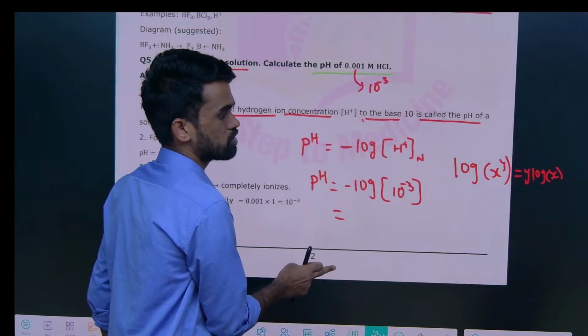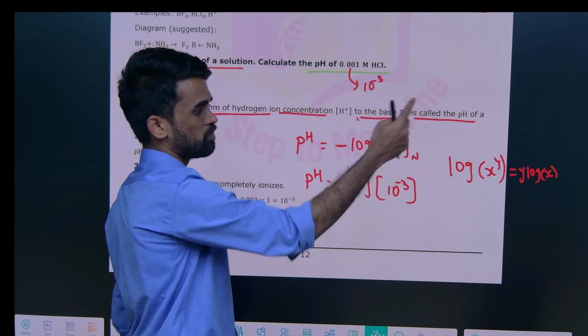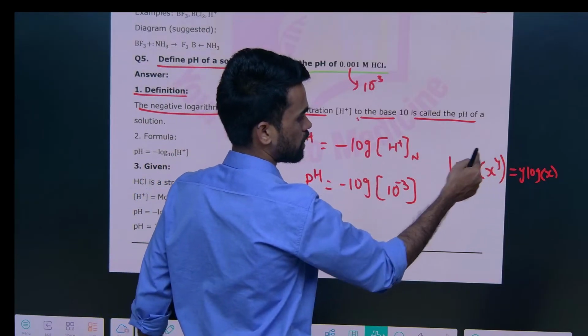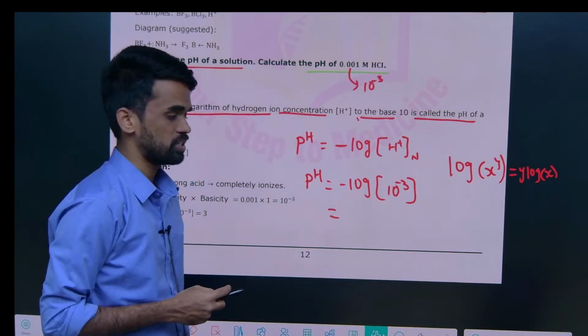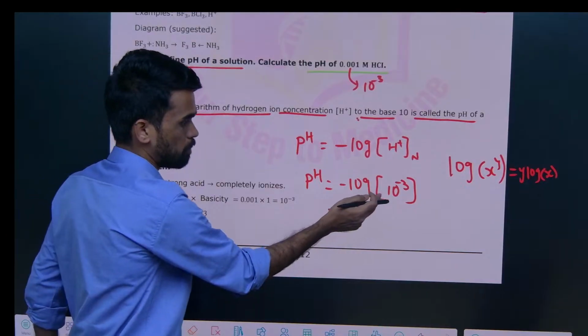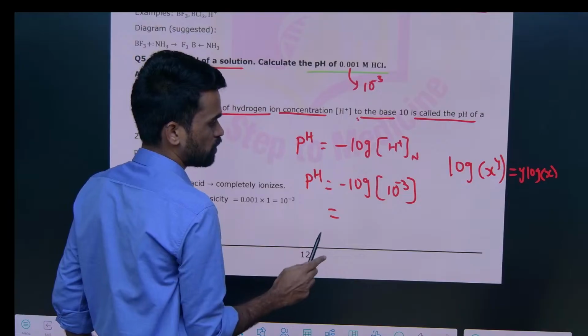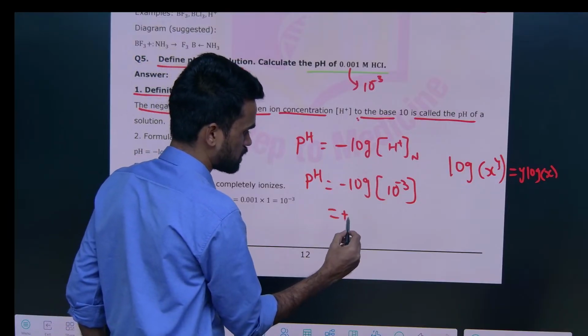Okay, y log x you can write. If it is log x to the power y, you can write y log x. It means this power you are writing here as a coefficient. So the same story I am applying here. See, here minus 3 is there. I can write it here as a coefficient. So minus of minus becomes a plus 3.